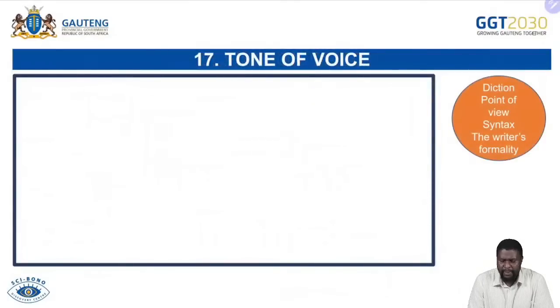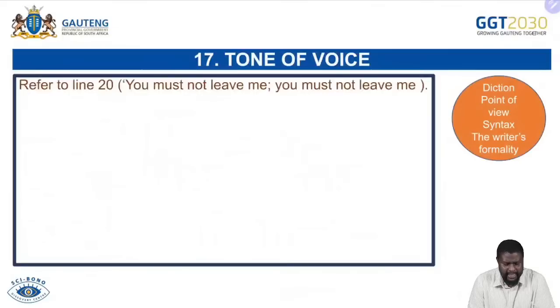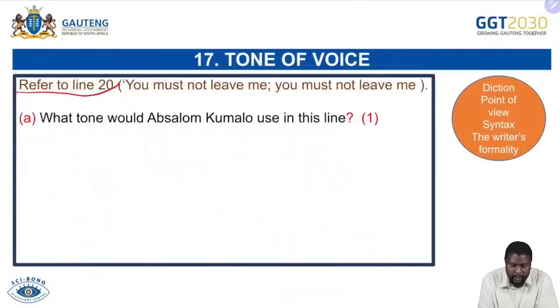Refer to line 20. You must not leave me. You must not leave me. Do not leave me. What is the tone? How something is said or how it sounds like. So you need to say this out. You need to go back to the line. Refer to line 20. You can see it there. Go back to line 20. Read the extract. Put emotions to it. Then you will be able to understand how the character is feeling in that line. Remember, how we say something is how we feel. So how is he feeling when he says, what tone would Absalom use in this line? Line 1. 1 minute.